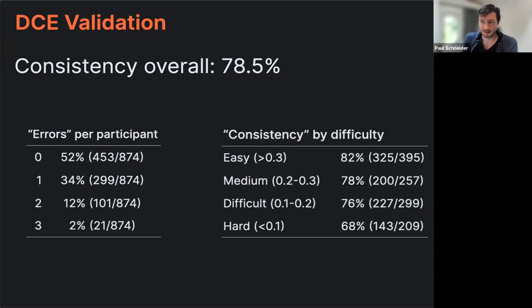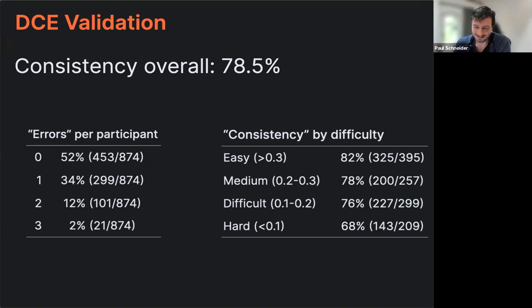So DCE is based on the idea that people make errors. And we can also see that most participants didn't make any errors. So the majority made 0 errors. A third made 1 error, 12% made 2 errors, and 2% managed to get all 3 questions wrong.